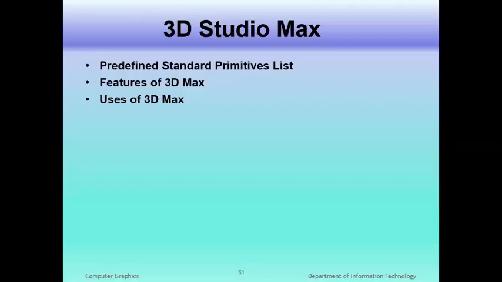3ds Max is the third most widely used off-the-shelf 3D animation program by content creation professionals. It has strong modeling capabilities, a flexible plug-in architecture, and a long heritage on the Microsoft Windows platform. It is mostly used by video game developers, TV commercial studios, and architectural visualization studios. It is also used for movie effects and movie pre-visualization.